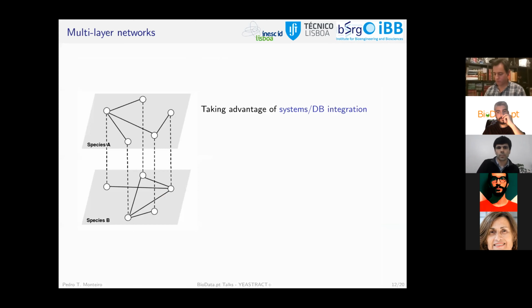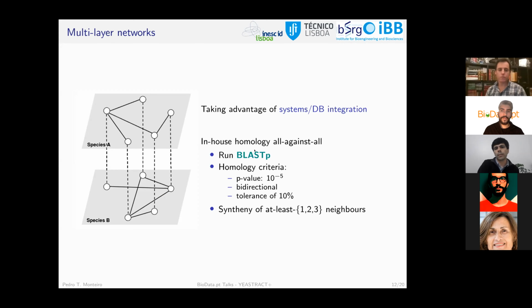So more concretely, imagine that we have two species here, and we can see this as a multi-layer network in graph theory, where we have a regulatory network in the space of species A. And then if we have another regulatory network for species B, we can now try to map the vertices of each network, which will correspond to the genes, and check the homology between all the vertices.